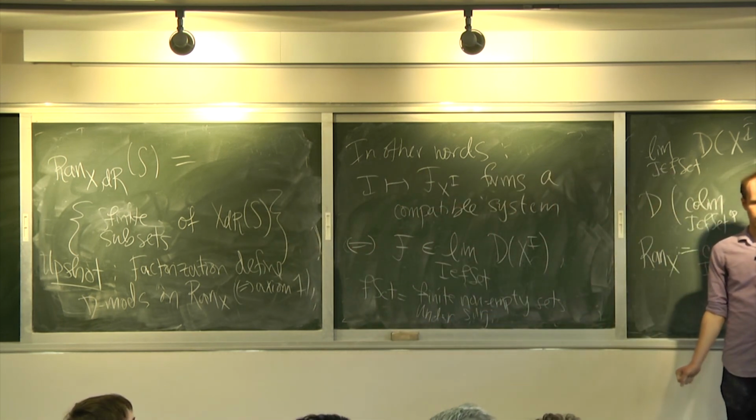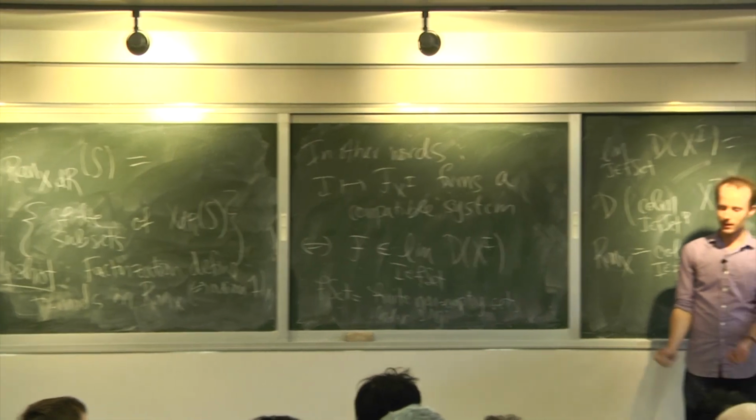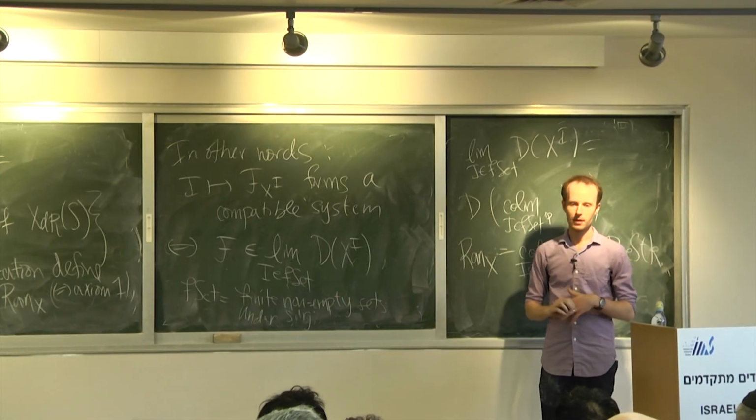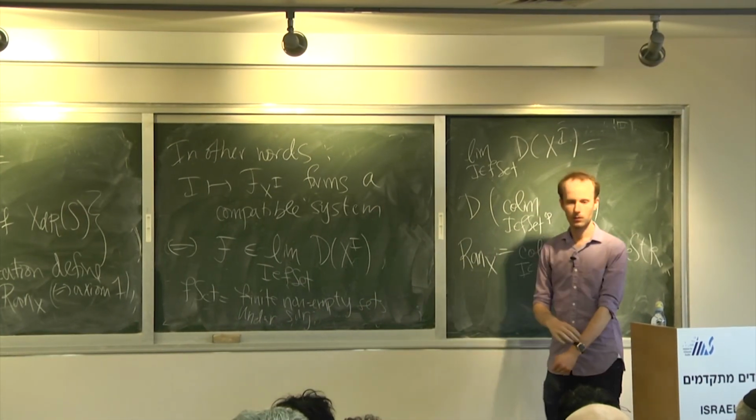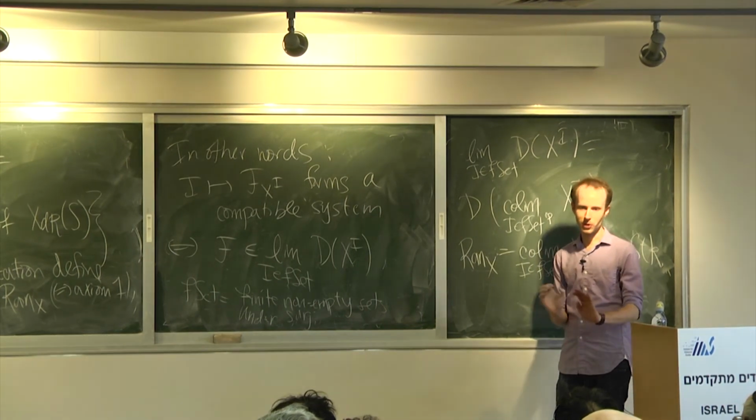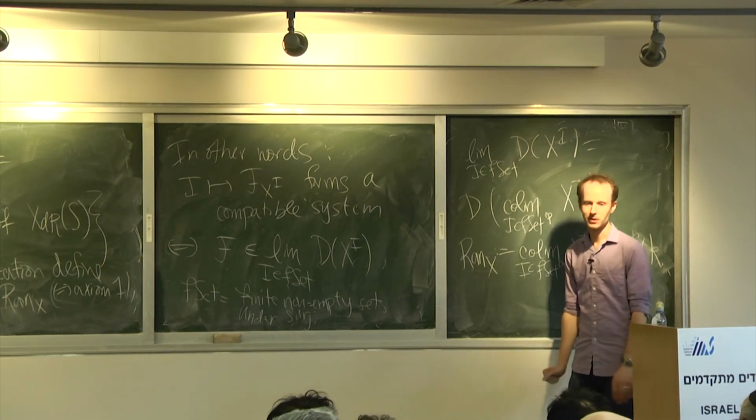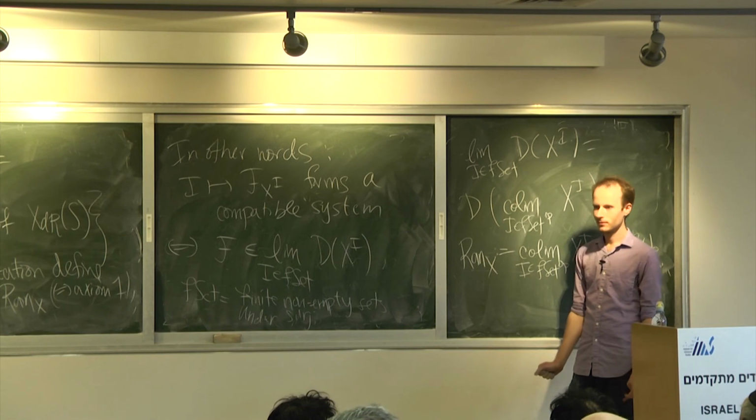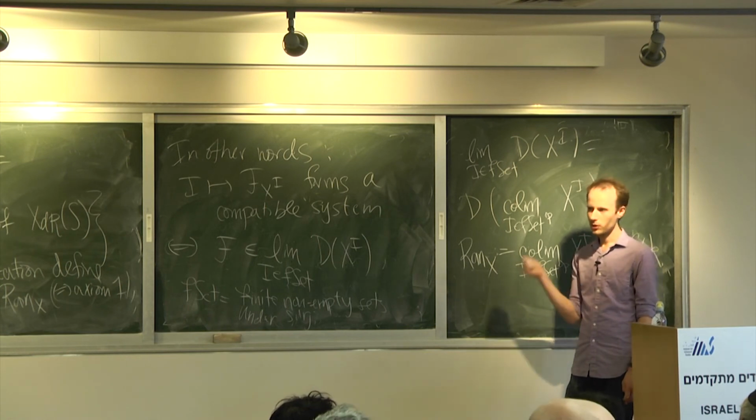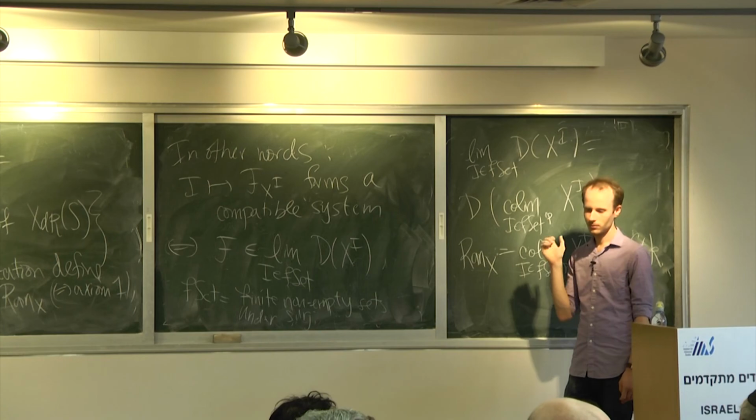Is it a pre-stack in groupoids? It turns out to be a pre-stack in sets, for Ran X to Ran. So not in groupoids? Also in groupoids; sets are particular examples. Other questions? Great.